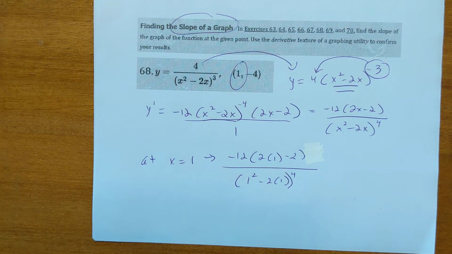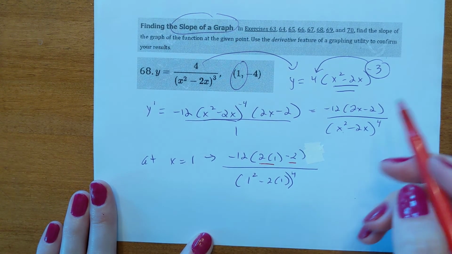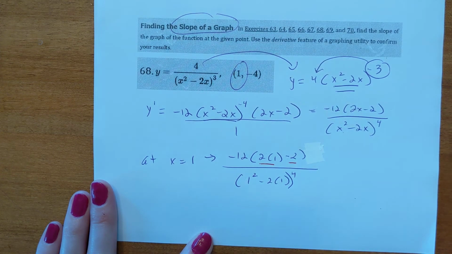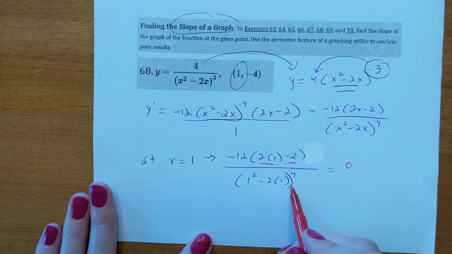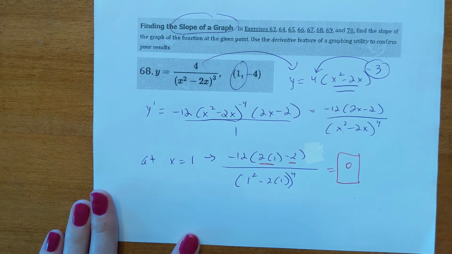All right, and so on the top, oh, the top is gorgeous. Do you see it already? Life is good. Look at this. We've got 2 minus 2, which is 0. 0 times negative 12, 0. The whole thing's 0 then. And just double check though, make sure that the denominator is not 0, and it's not. Because if it was, then the whole thing would be undefined if it was 0 over 0. So the answer to all of it's 0.